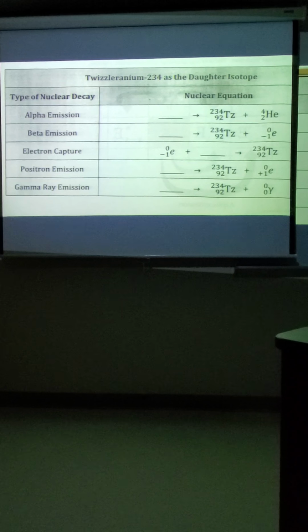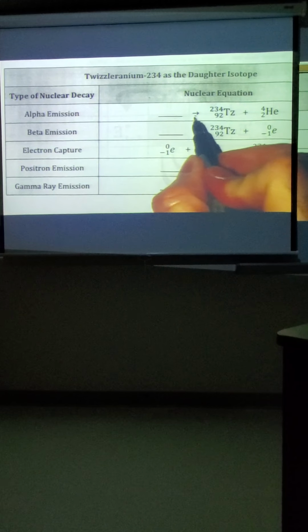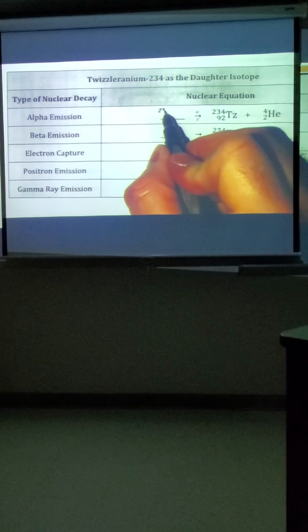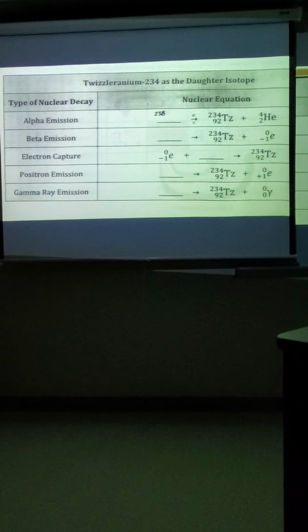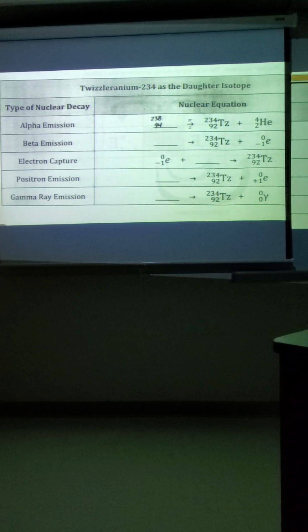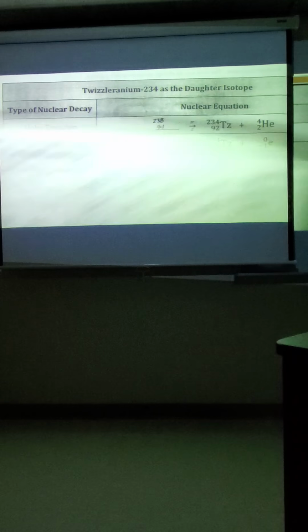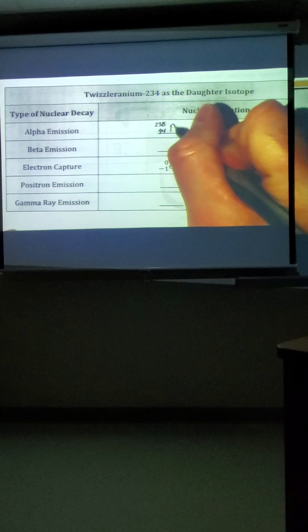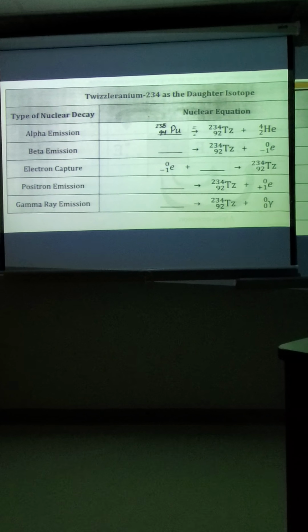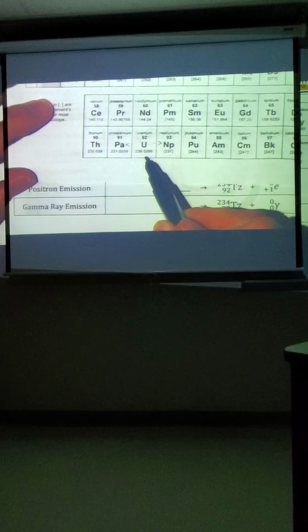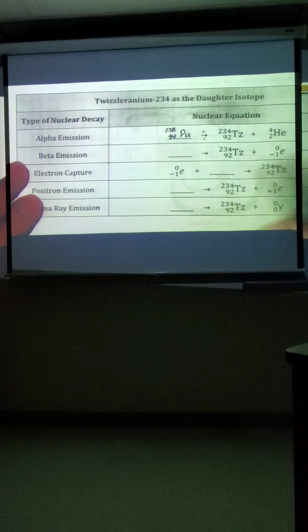Alright, hopefully you had a chance to try them. Let's walk you through them. So again, the arrow is the equal sign. So 234 plus 4 should give you 238. And then a little bit easier here, 92 plus 2 gives you 94. Look for 94 on the periodic table. 94 is plutonium, Pu. Good way to check, now that we have the parent, is go back and think, did we go backwards 2? Plutonium, backwards 2 is uranium, or in our case, Twizzleranium. Same thing. Try another one.